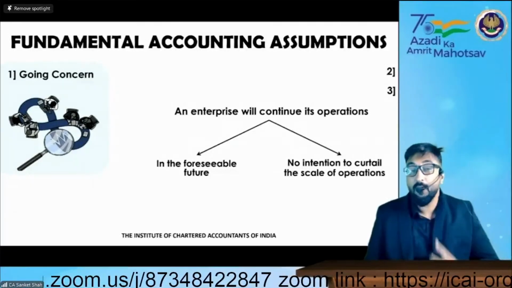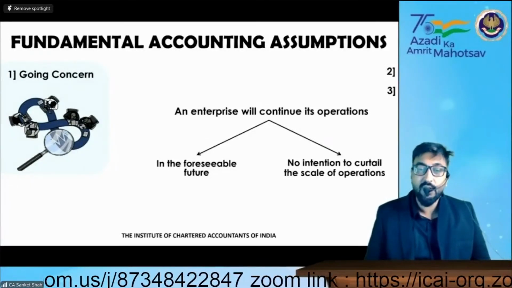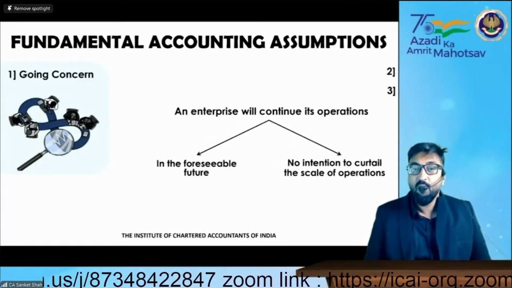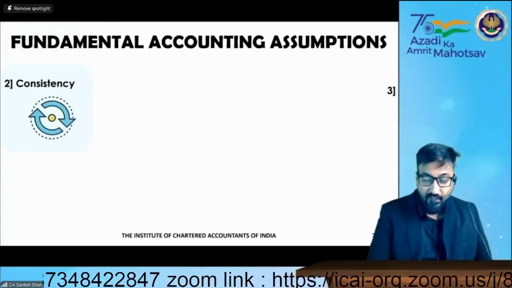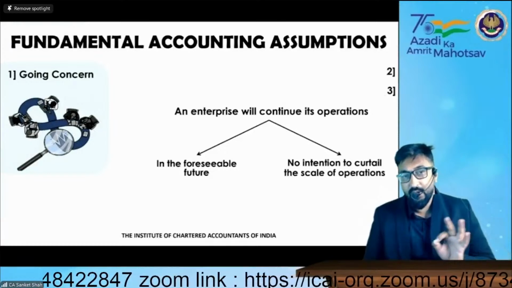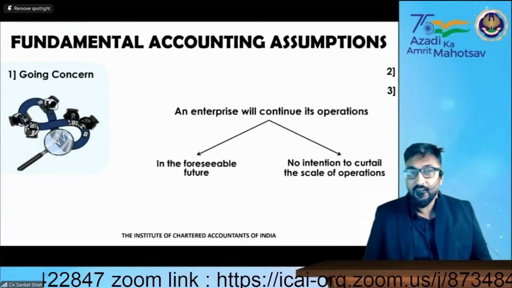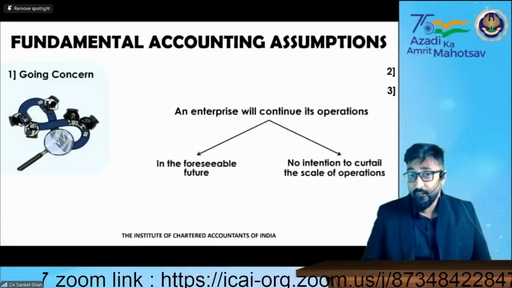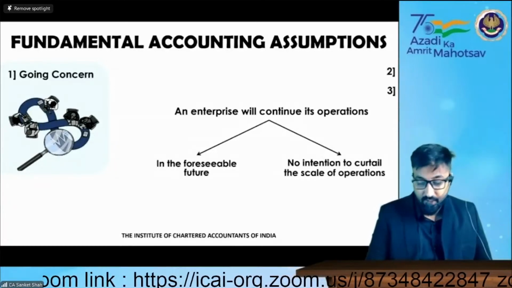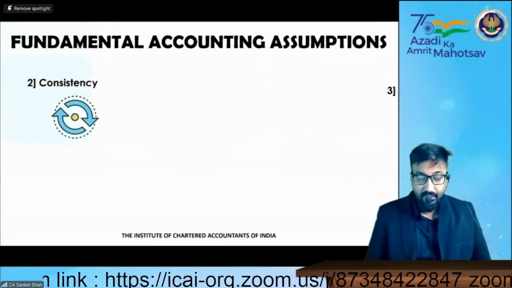Yashwantji, I will take your query afterwards. Now you please focus on this lecture. I will take your general queries at the end. No intention to curtail the scale of operations. It's called going concern. Every student, yes, now you understood it. An enterprise will continue its operation in the foreseeable future, and there's no intention to curtail the scale of the operation. So you're not going to stop it.